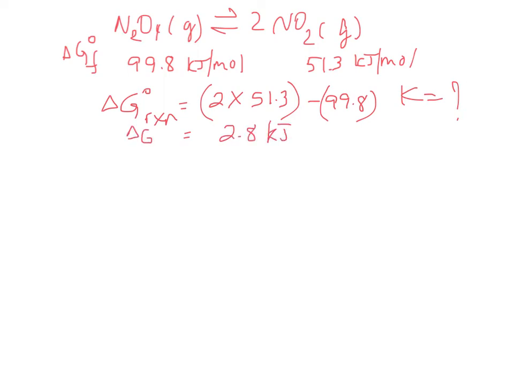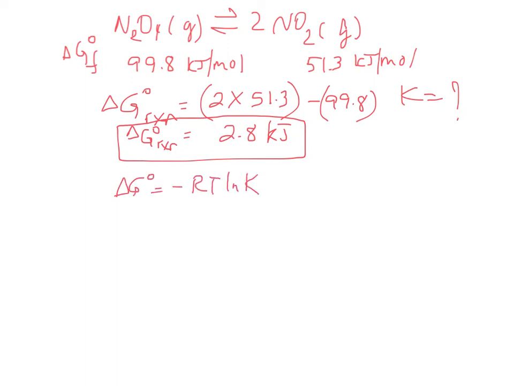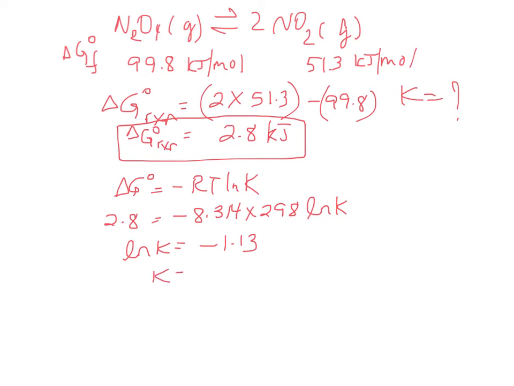So delta G came out to be a positive value. Now, since you know that delta G is also equal to negative RT ln K, this number is 2.8, equals negative 8.314 times the temperature, 298, times ln K, and then just solve for natural log of K. So ln K comes out to be negative 1.13, and so K is going to be e to the power of negative 1.13, which comes to 0.32. That's my answer.